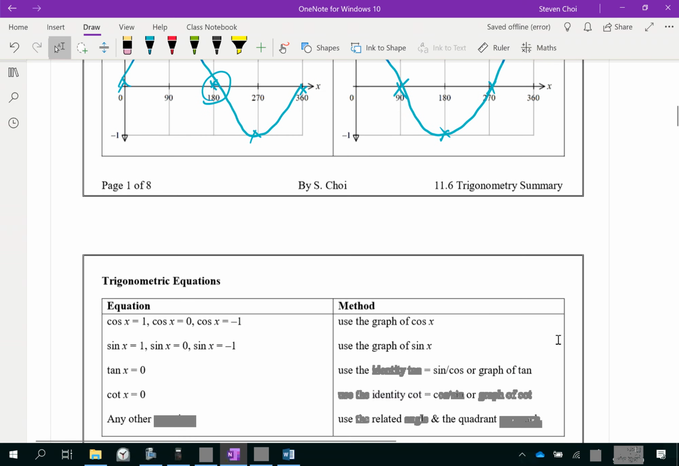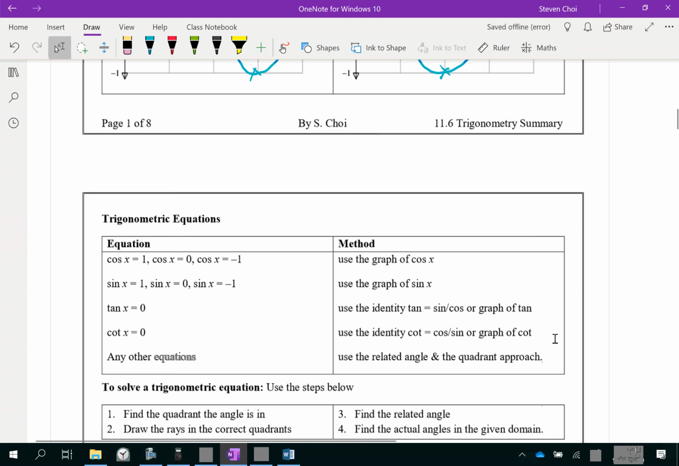We also need to know how to solve equations. I have summarized all the different types of equations. So whenever cos x or sin x equal to 1 or 0 or negative 1, we should use the graph of cos and sine respectively. If it's tan x equal to 0 or cot x equal to 0, use the identity sine over cos or the graph of tan to solve. Any other equations, make sure you use the related angle and the quadrant approach. So let's follow this procedure.